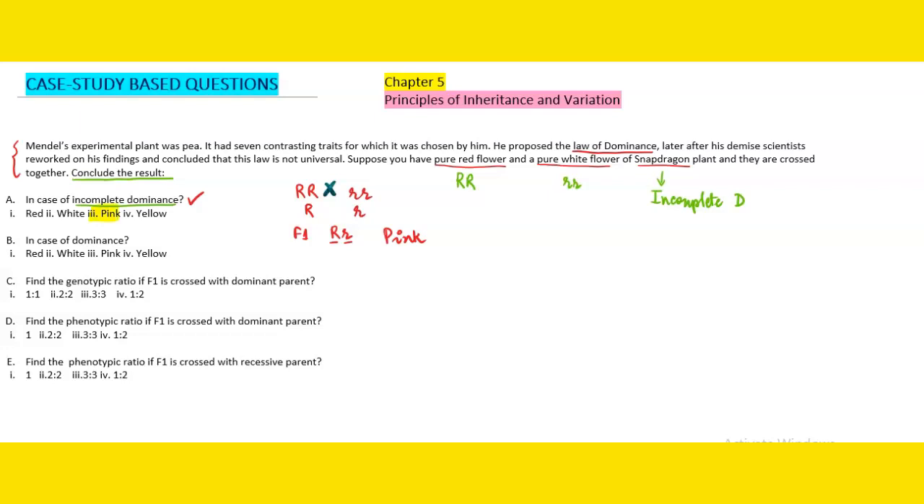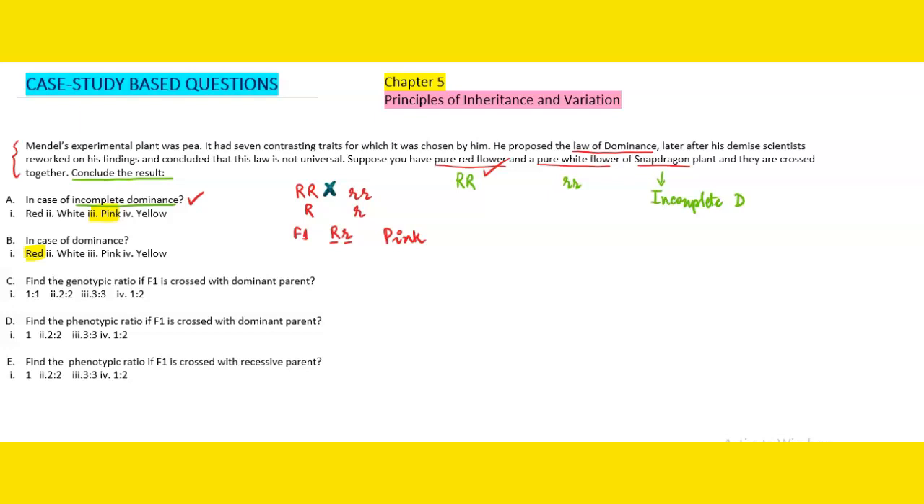Let's come on to another question. In case of dominance, they are saying if snapdragon is following dominance, then you know that out of red and white color, red is the dominant one. So the expression of red will come. Right? So in case of option B, you will pick red as the right answer.